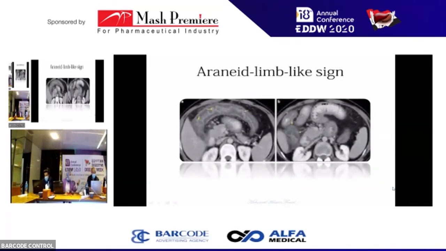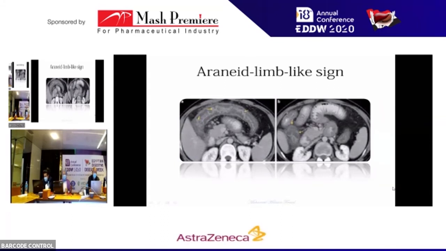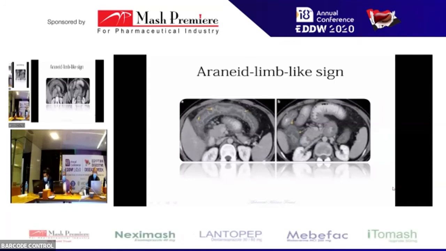We have a famous sign in eosinophilic gastroenteritis due to the mucosal edema and the presence of the dye in between those mucosal folds. We have an appearance that's called the arachnid limb-like sign, which is like spider legs, okay? Because there is inflammation of the mucosa, and in between this inflamed mucosa, the dye can pass.